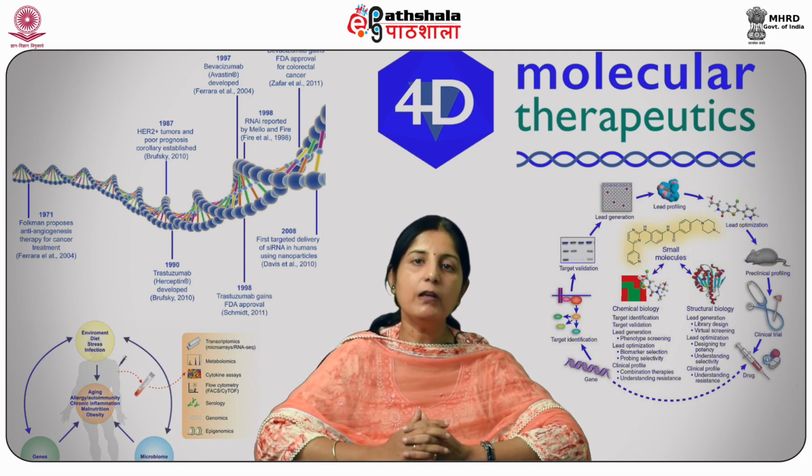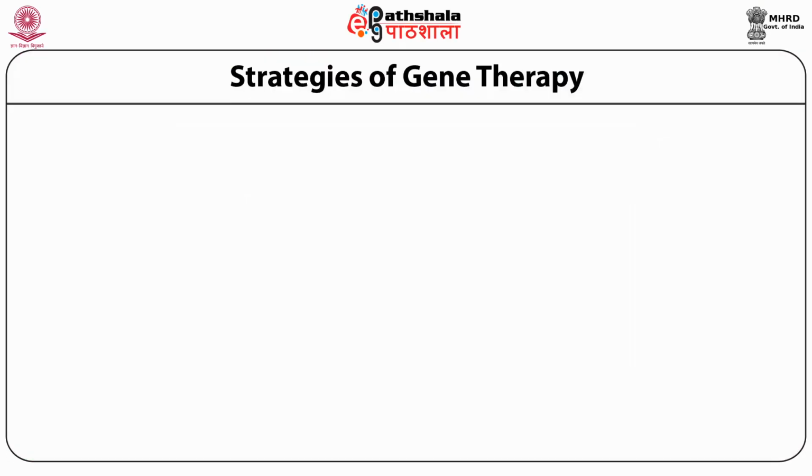It was first used in 1990 when it was successfully used to treat a genetic disorder known as SCID, that is severe combined immunodeficiency disease, in a 4-year-old girl, Ashanti De Silva. Let's discuss the different strategies of gene therapy.